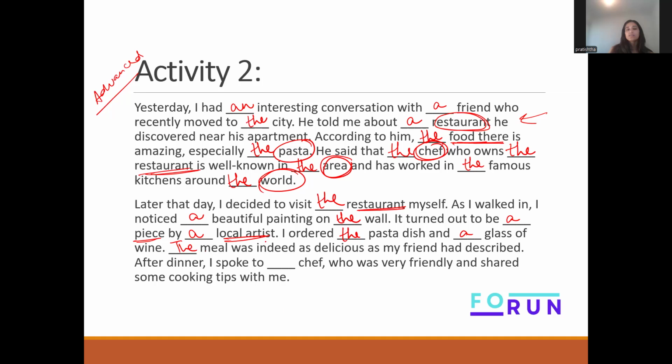The meal, this particular meal of pasta and wine, was indeed as delicious as my friend had described. After dinner, I spoke to the chef who was very friendly and shared some cooking tips with me. The chef is the particular chef, so that is why we used "the" with it.